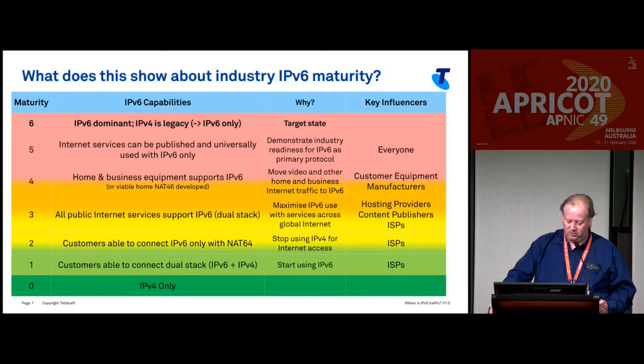If we say that customers able to use dual stack is the first level up to enable the first use of IPv6. I think that's where a lot of us got to. And then a next level up is where customers can use IPv6 single stack. And dare I say, given the previous comments, using NAT64 when required for the V6 to V4 translation. And the main thing about that, it stops users needing to use IPv4 for basic internet access.